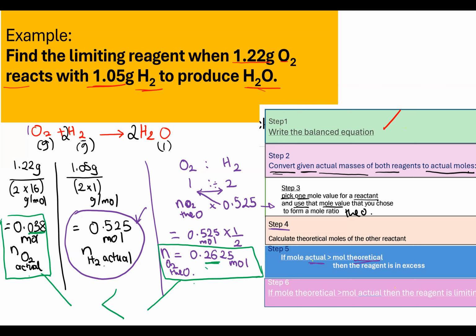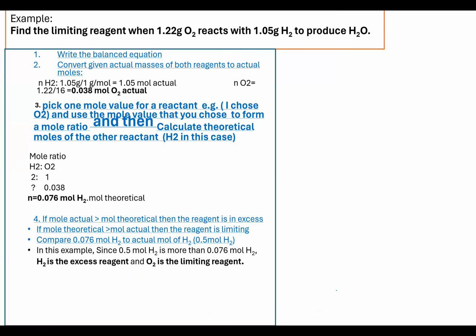Therefore, if the moles theoretical for us here was greater than the moles actual, then the reagent is limiting. So therefore, because 0.26 is greater than 0.038, and this is actual, and this is theoretical for oxygen, N of O2, this means that it is limiting. And so that's all you need to show. Okay? You just proved it.